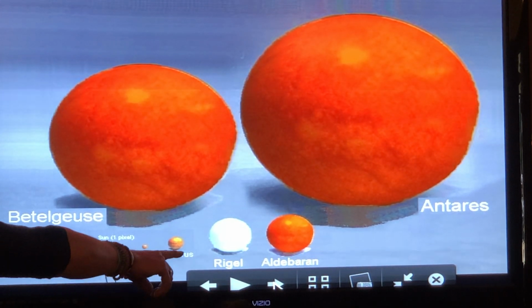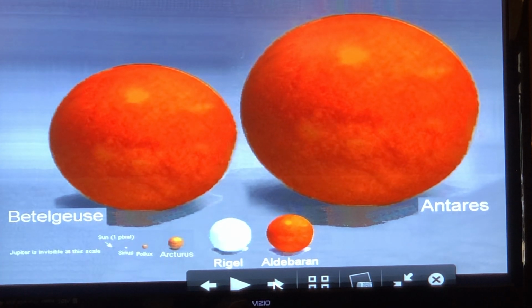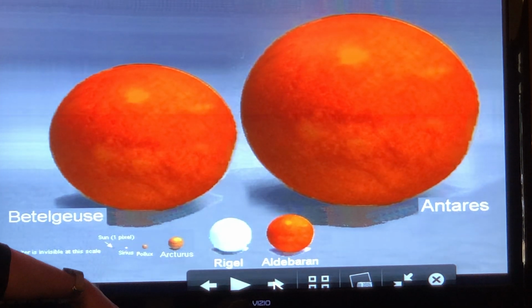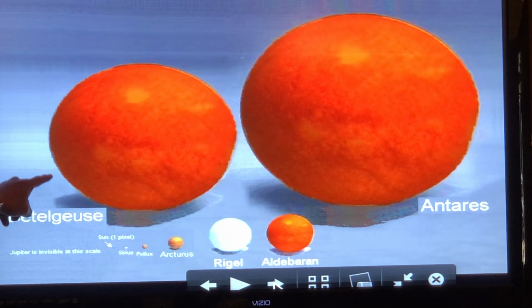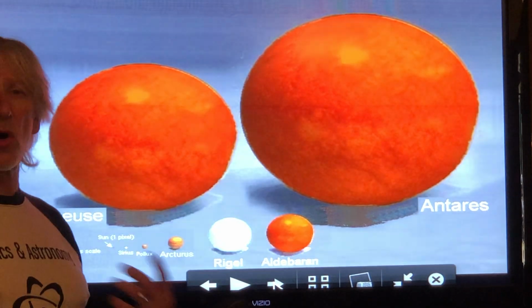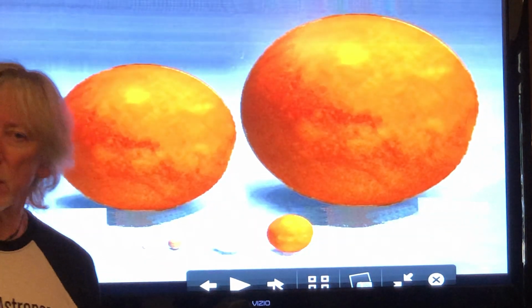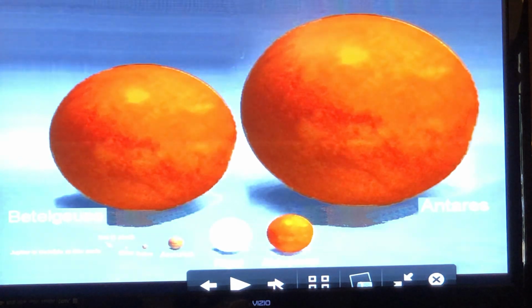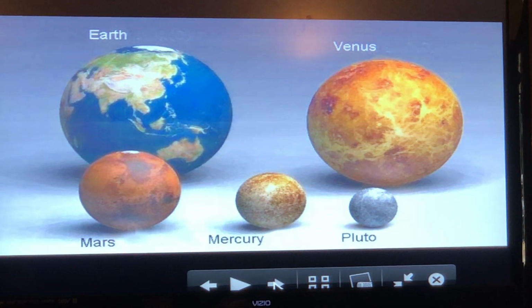Sirius, Pollux, Arcturus, Rigel, Aldebaran, Rigel in Orion, foot of Orion, Aldebaran in Taurus, Betelgeuse, the shoulder of Orion, Antares, the heart of the Scorpion, Scorpius. But those are, again, just great patterns, and you can make up your own stories and patterns. So they get pretty big, I would say. They get pretty darn big compared.